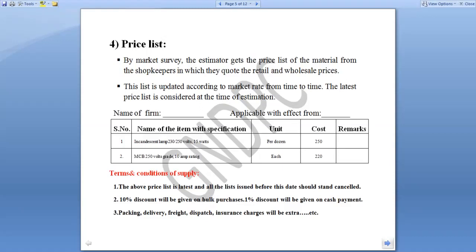Somebody can say all the prices in the list are ex-godown or ex-workshop. Then the packing, delivery, dispatch, freight, insurance, etc. will be extra. All the taxes such as sales tax, octroi, local tax as applicable will be charged extra. Or the payment is to be made within 1 week of the delivery. These are actually the conditions given by the retailer or the supplier.